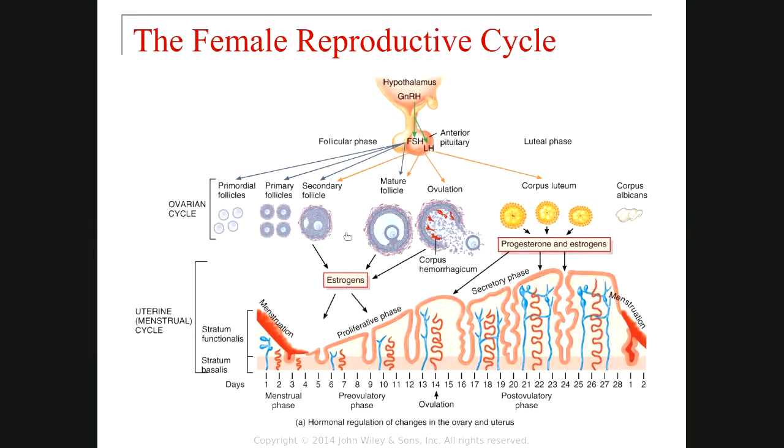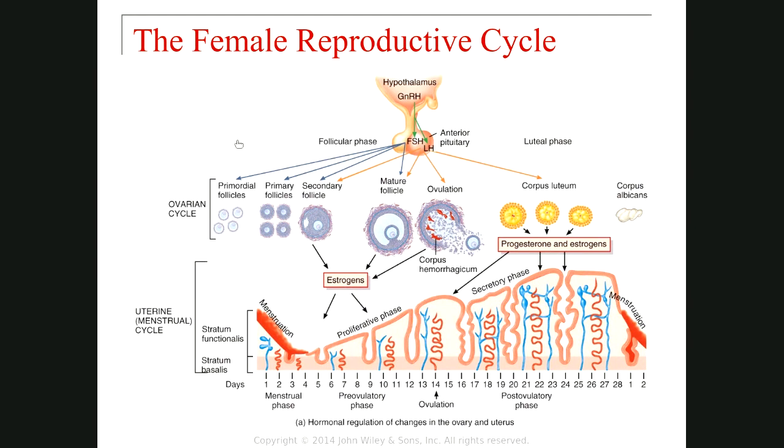In the ovaries, the first 14 days, which we call the follicular phase, involve growth of ovarian follicles. The follicular phase of the ovary is the menstrual phase and periovulatory phase together. And now I want to talk about this phase.